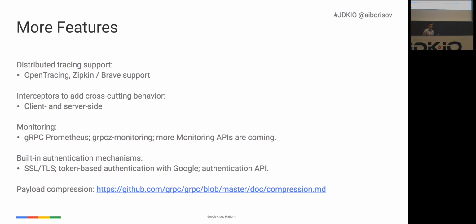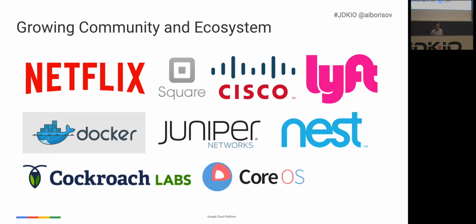And there are much more features which we didn't have time to cover today. For example, integration with distributed tracing systems like Zipkin, Brave, OpenTracing that helps you to trace your request flow. There are interceptors for adding some cross-cutting behaviors. There are integrations with monitoring systems, authentication, and many, many more.